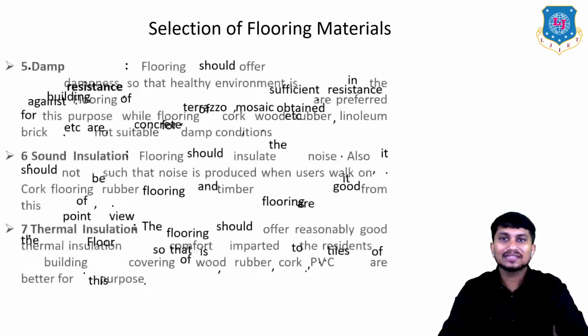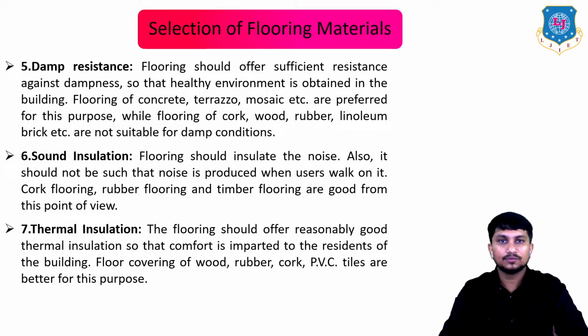The next criterion while selecting flooring material is damp resistance. Flooring should offer sufficient resistance against dampness so that a healthy environment is obtained in the building. Flooring of concrete, terrazzo, mosaic, etc. are preferred for these purposes, while flooring of cork, wood, rubber, linoleum, brick, etc. are not suitable for damp conditions, or you can say where moisture is the main problem.